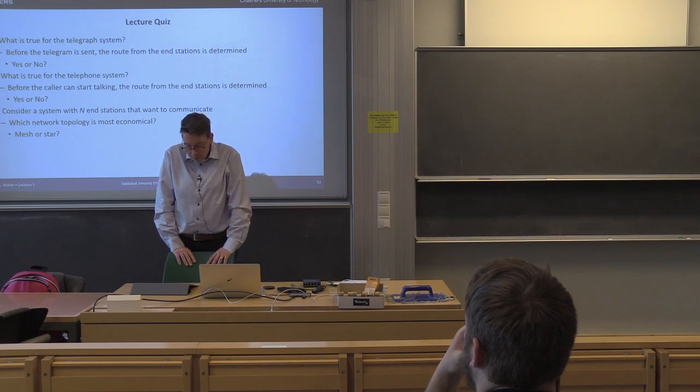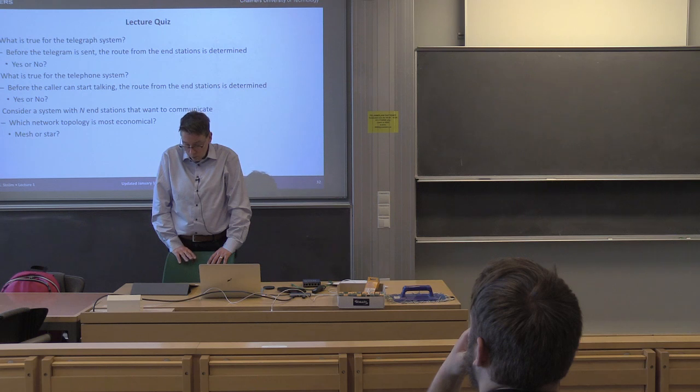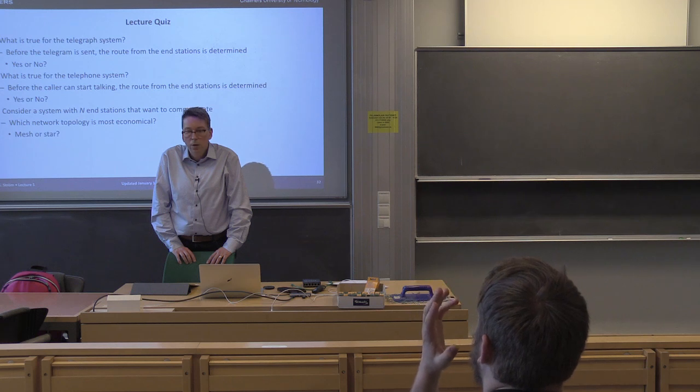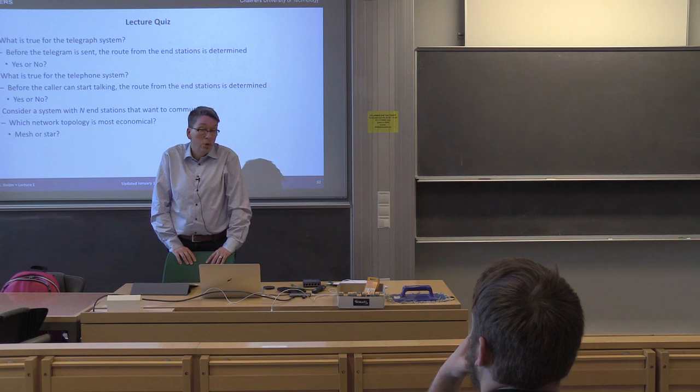This telegraph system, it's a yes or no question here. Before the telegram is sent, the route from the end station is determined. Is this yes or no? I give you 10 seconds. How many for yes? How many for no? Good. So that's true, right? Actually the route is not predetermined. It could be dynamically handled. And for various reasons, you would like to have different paths, failures and things like this.